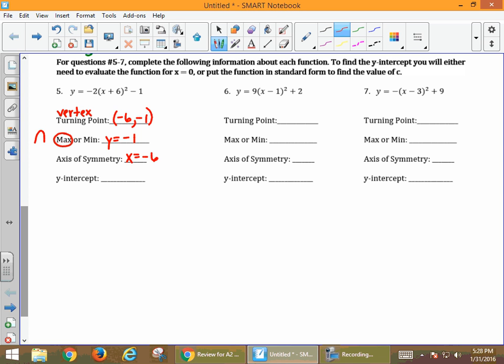And the y-intercept, I'm going to plug 0 into the function. -2 times 0 plus 6 squared minus 1. That's -2 times 36 minus 1. -72 minus 1 is -73.